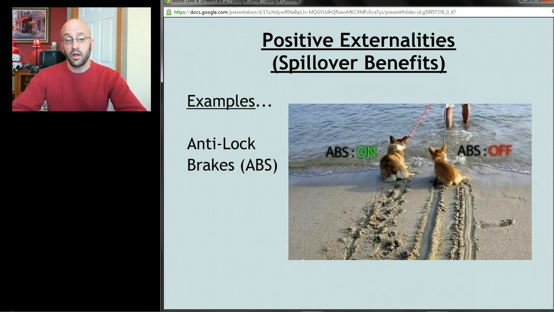Or take something like anti-lock brakes. Maybe you're thinking about buying a car and you can choose whether or not to have anti-lock brakes. Well, buying them would have a positive externality because if you buy those anti-lock brakes, I'm less likely to get into a terrible, fatal car accident. You're less likely to hit me. Positive externality.